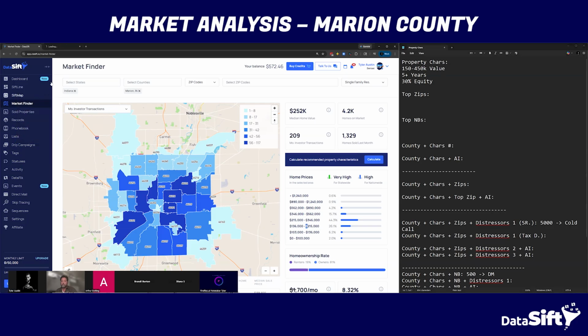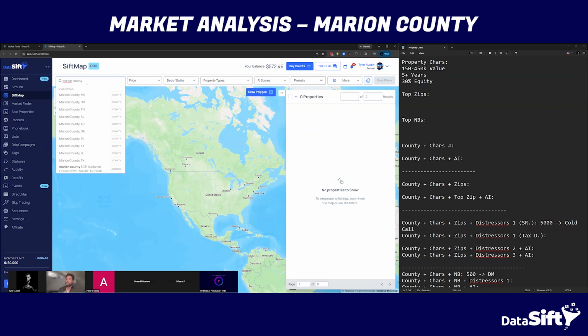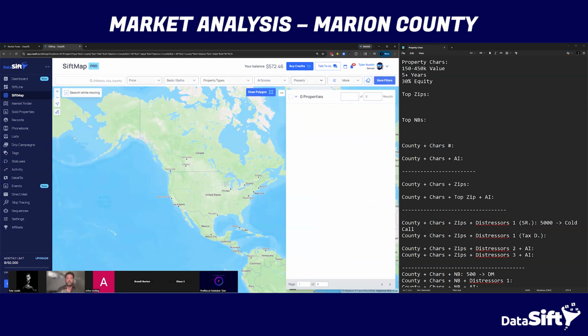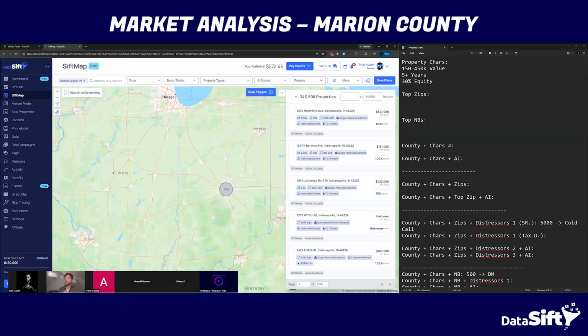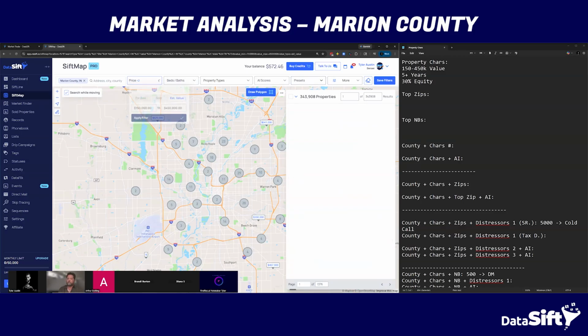First, I'm going to open up SIFMAP actually, and I'm going to apply my default characteristics. So we're going to go Marion County, Indiana. I'm going to search Marion County, and I'm going to apply my default characteristics just based on what I've seen so far. So I'm going to say $150,000 in value to $450,000 in value. That's estimated value.